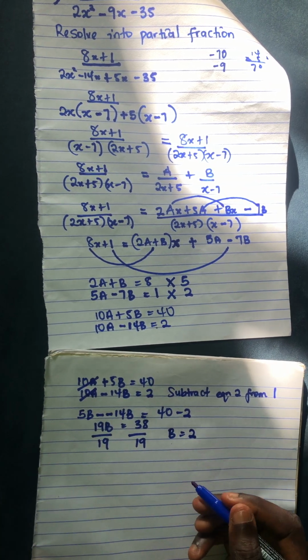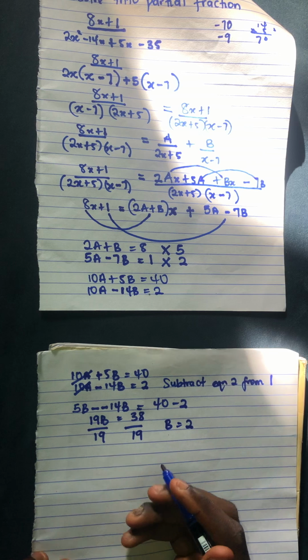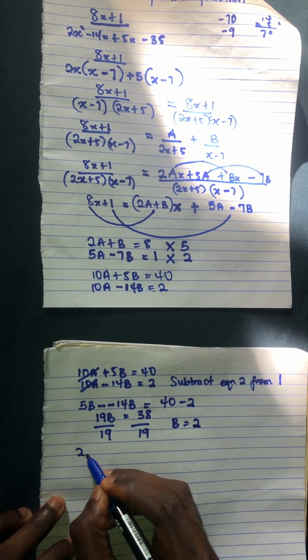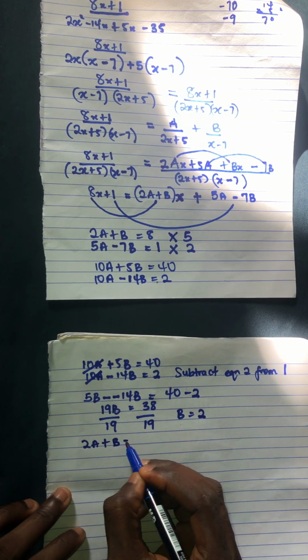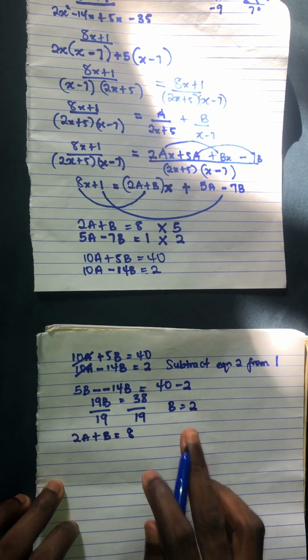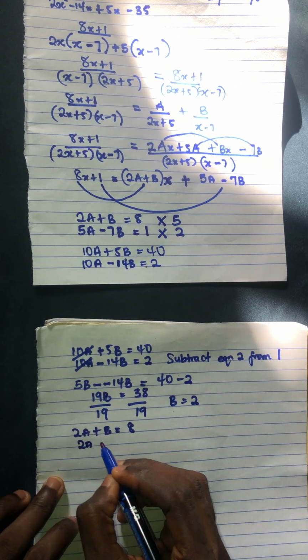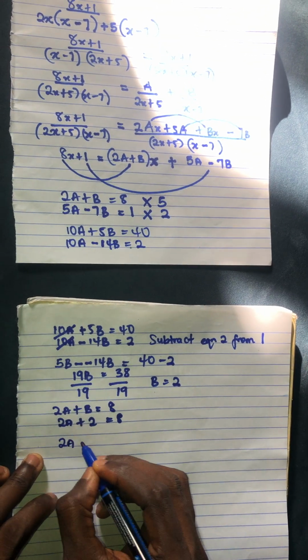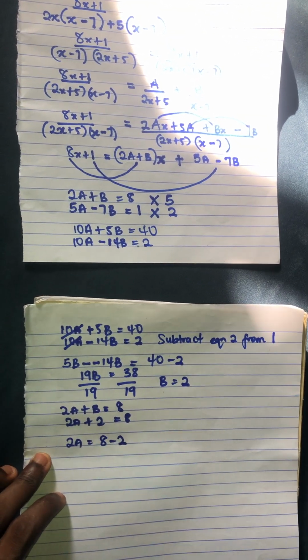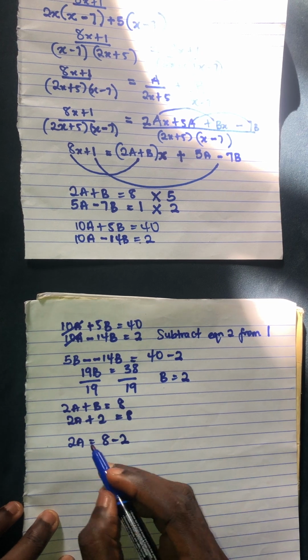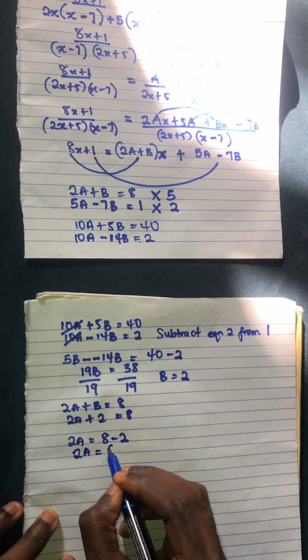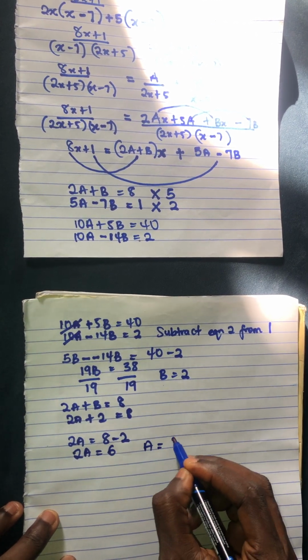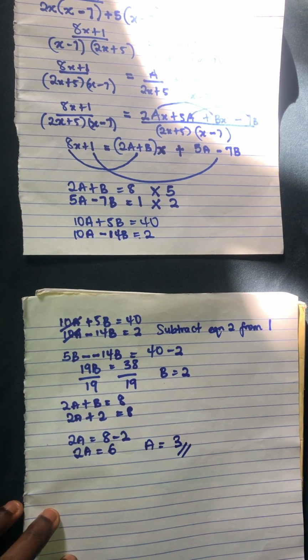With that, we can find a. Let's find a with any of the equations, using 2a plus b equals 8, our previous equation. So b is now 2. I'll say 2a plus 2 equals 8. 2a equals 8 minus 2 when you collect like terms. 2a equals 6. a equals 3. So I've gotten my a and my b.